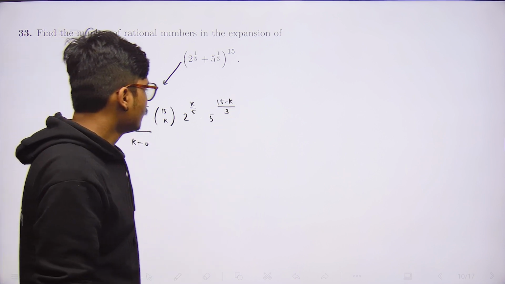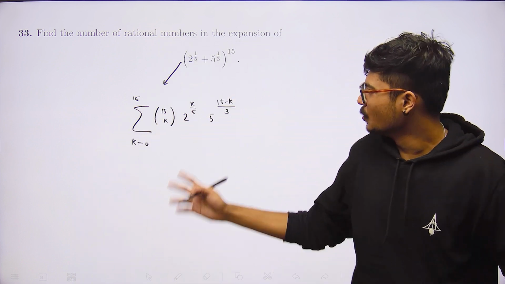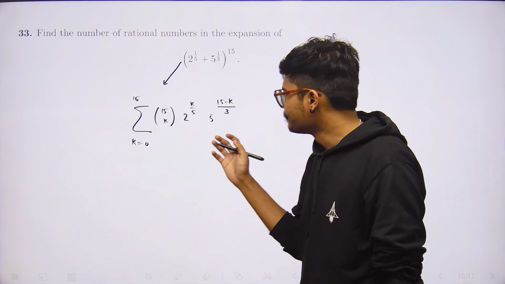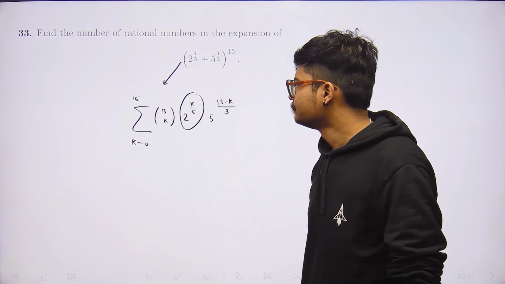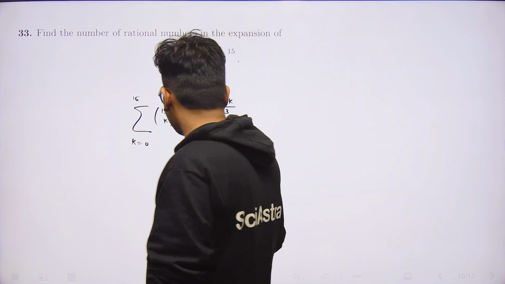Okay, तो for this to be rational मुझे पता है कि इन दोनों terms को individually rational होना पड़ेगा. Now the first thing you can say is 5 has to divide k, right? Okay, 5 has to divide k. तो options क्या क्या है हमारे पास?